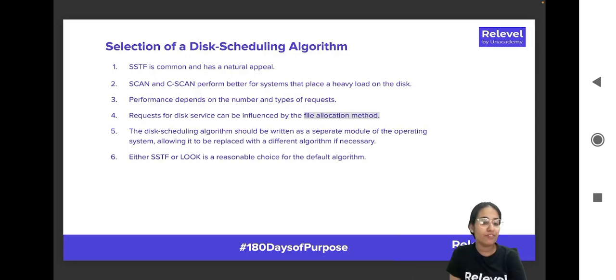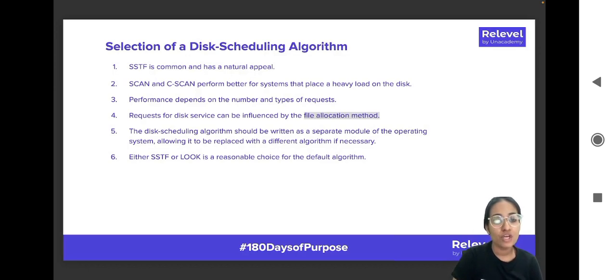Again, the fifth point being that the disk scheduling algorithm should be written as a separate module of the operating system, allowing it to be replaced with a different algorithm if necessary. So the thing is, even if you pick an algorithm, the scenario changes a lot. The business use case changes a lot. Earlier, you might have a situation where the load was very low, so you picked SSTF, but then the load increased very high and now you want to pick SCAN. So we should always have the code very modular.